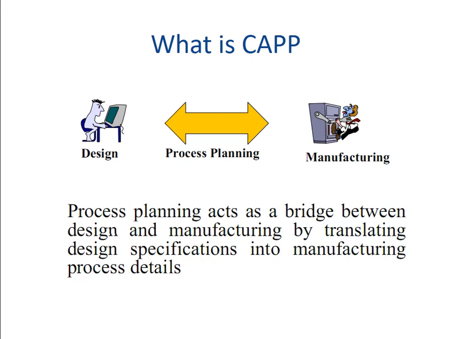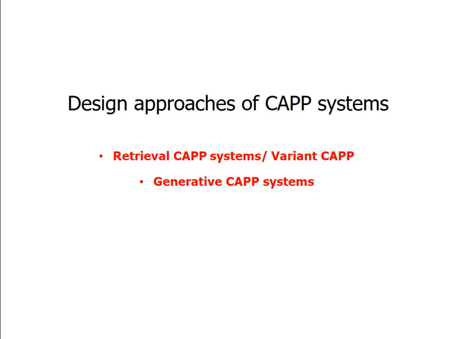Process planning normally acts as a bridge between design and manufacturing by translating the specifications of the design into manufacturing process details. Normally we call that process planning, and when we do it with the aid of computer, we call it CAPP, computer aided process planning. These are the design approaches for a CAPP system: retrieval CAPP, which is normally called variant CAPP, and generative CAPP.